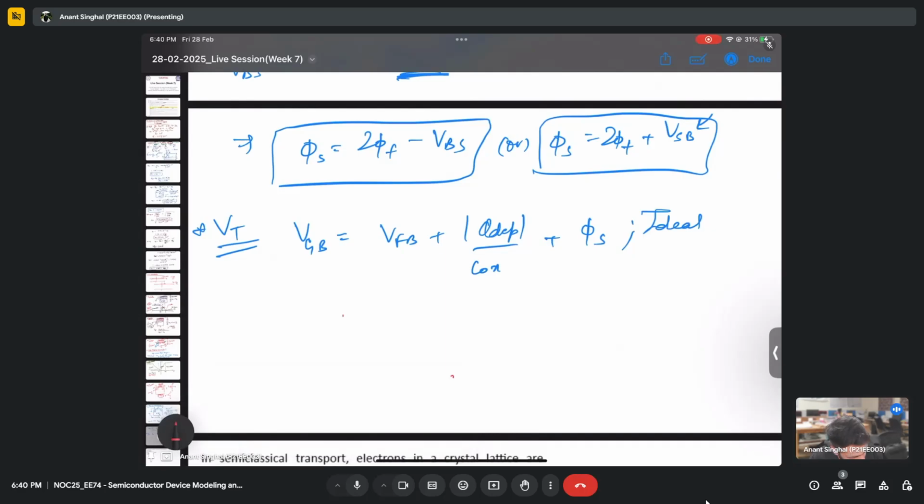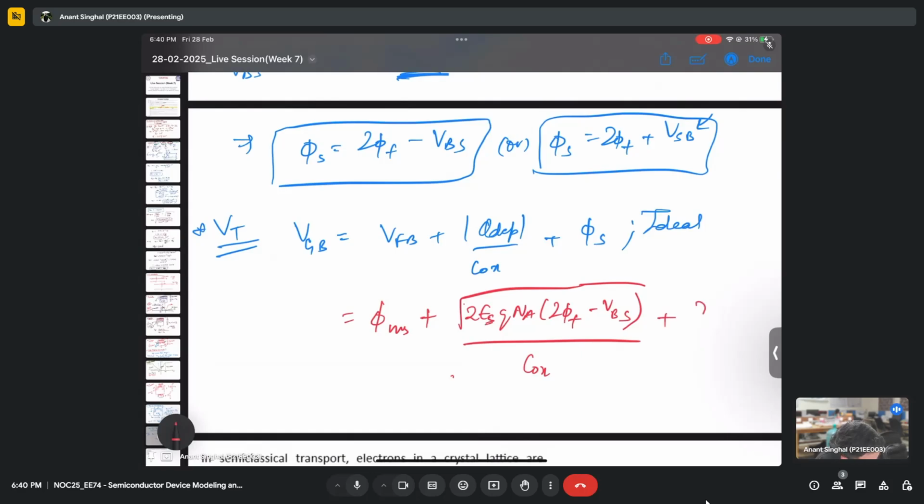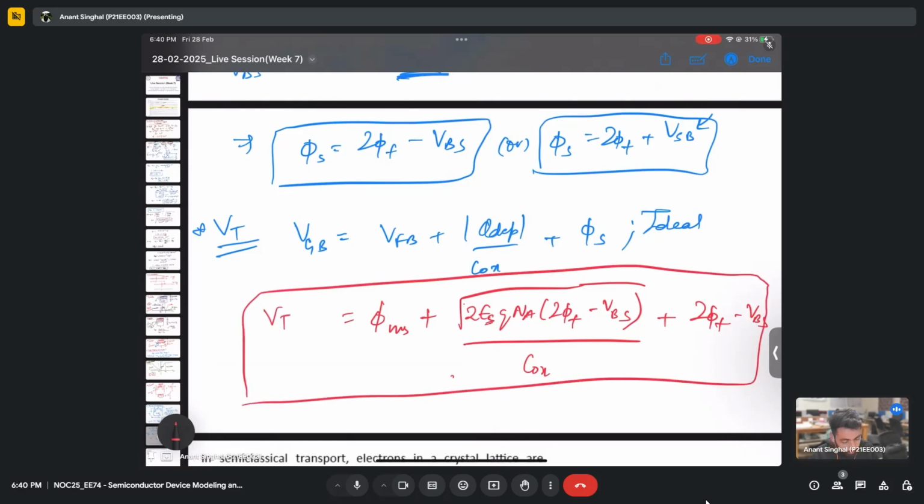So what will change after the application of body bias? This will remain the same, that is phi ms. The Q depletion formula, if you remember, was square root of 2 epsilon s q Na phi s, and phi s will now become 2 phi F minus VBS. By Cox will remain the same, and this phi s will be 2 phi F minus VBS. You can also write plus VSB, that is all the same thing. This will be the effect on the threshold voltage. I hope it makes sense.